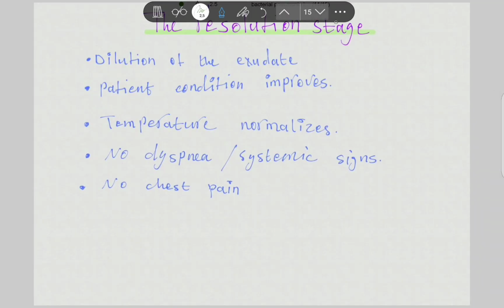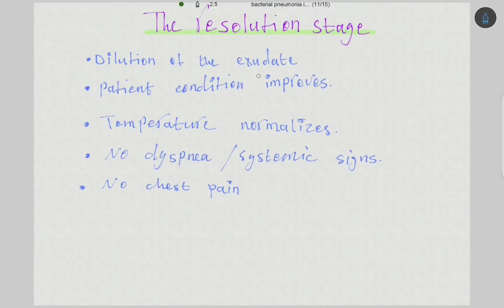And in the next stage, which is the resolution stage, this stage is characterized by dilution of the exudate. So the exudate begins to dilute. In the last stage, this stage appears on the eighth day after the onset of the disease. The patient's condition improves, so the temperature becomes normal, no dyspnea, no systemic signs, and no chest pain.